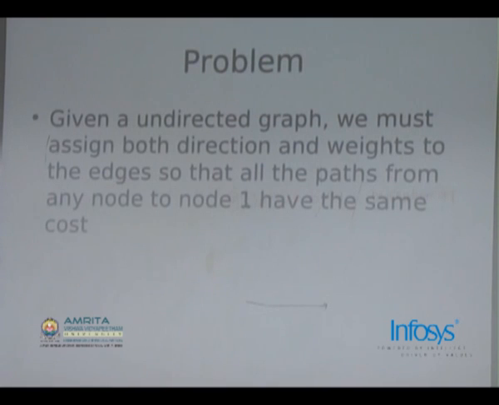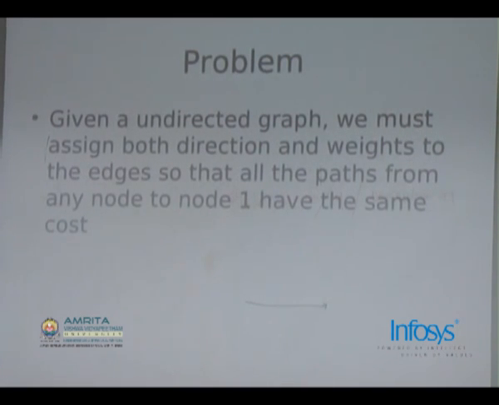But are we solving for a specific node or for every node in general? Every node. You have to assign the weights for every edge, so that for any node, all the paths from that node to 1 must have the same cost. From this node to 1, the cost is 3. From this node to 1, the cost is 2.